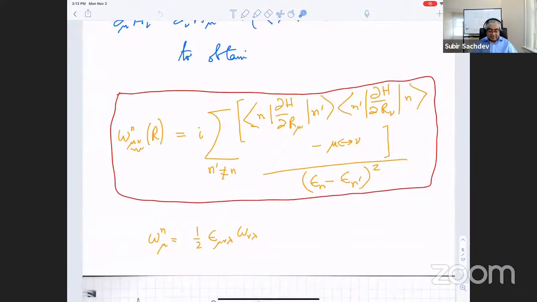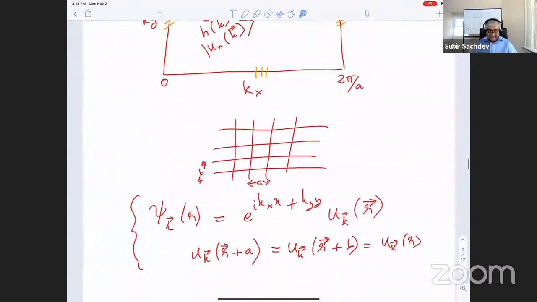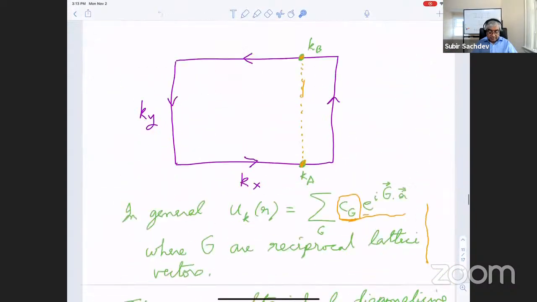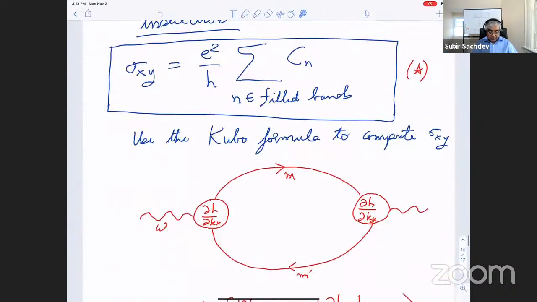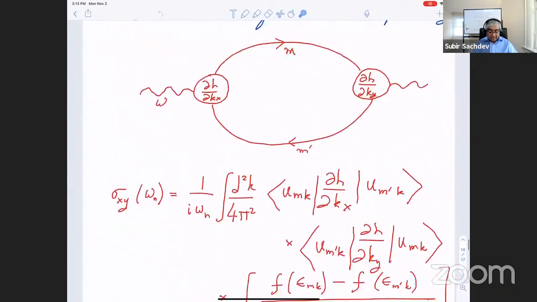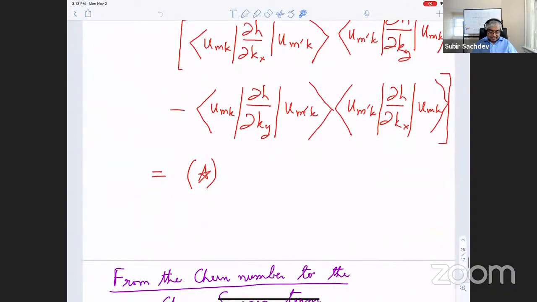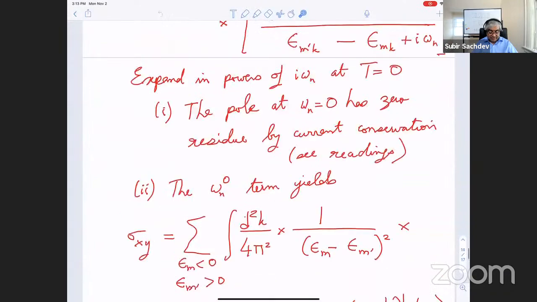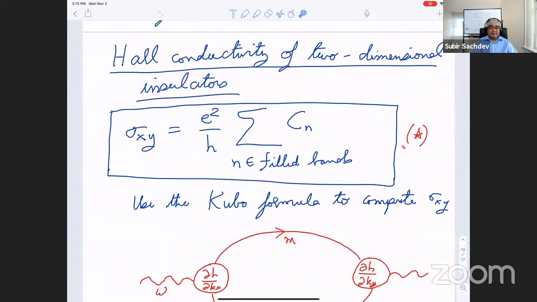And it has the same structure. The derivative of the Hamiltonian with respect to your parameters, matrix element between n prime and n, anti-symmetrized, divided by the energy difference squared, sum over n prime not equal to n. So magically, the Hall conductivity is just given by, okay, you simplify this, and this gives you star, meaning right here, this star. Okay, so that's quite a remarkable formula, that the Hall conductivity is just a topological invariant. It's just the sum of the Chern number of all the filled bands.